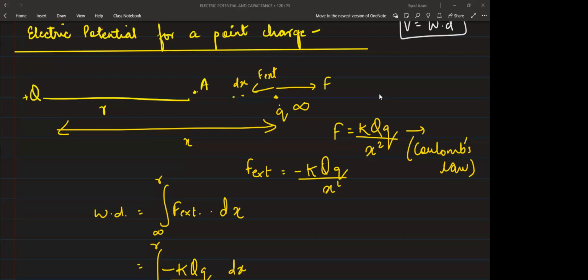Ma'am, so the force and the external force are in opposite direction. Yes, they are in opposite direction because the internal force is getting repelled. Both are positive. The external force is trying to bring plus q near. So this is in exact opposite direction.